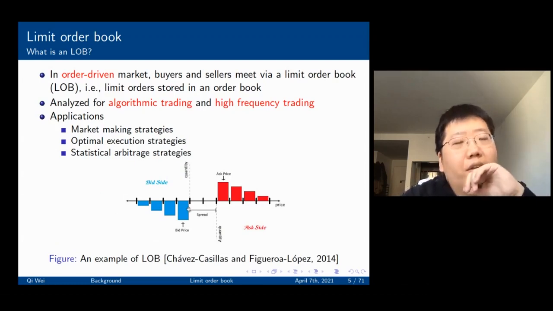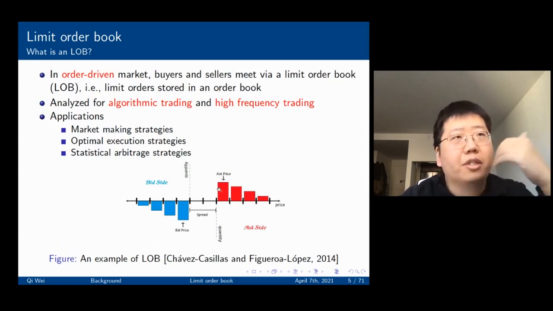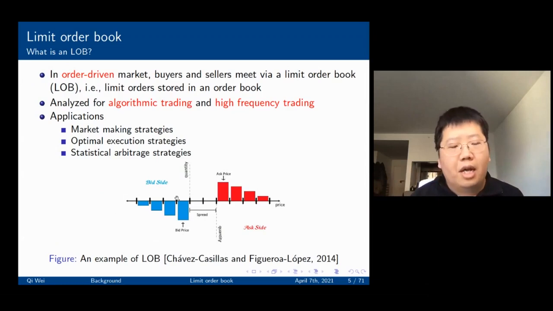And at a very high level, you can read the limit order book in this way. This part represents the supply, and this part represents the demand. So this is more like the supply and demand balance.